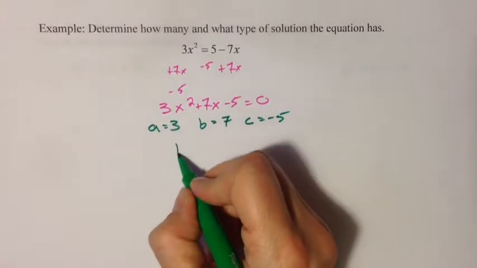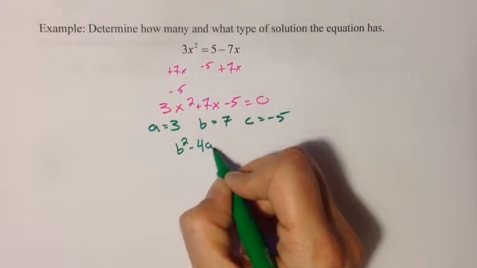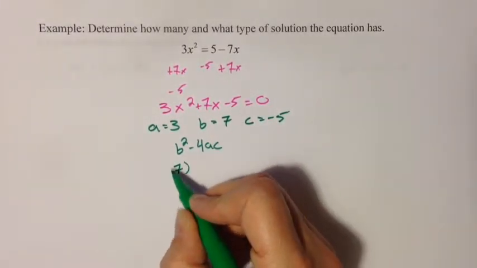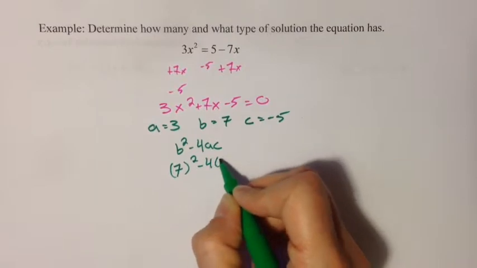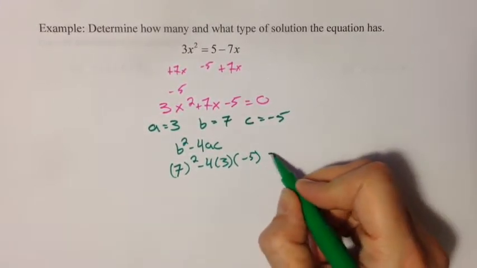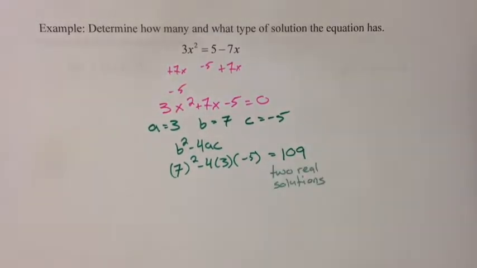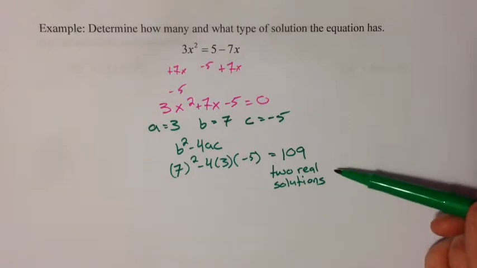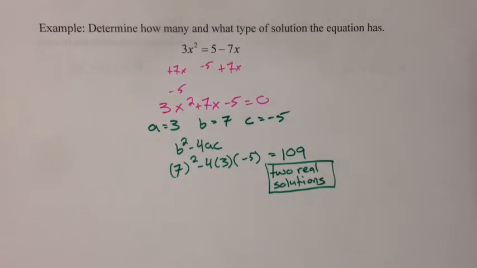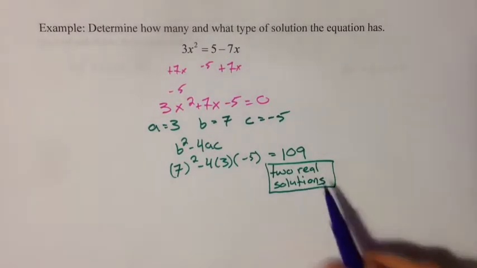The discriminant is b squared minus 4ac. So I just plug my numbers in here. I'll have 7 squared minus 4 times 3 times -5. And when I simplify that, I get the number 109. Because the discriminant is positive, I know that I will have two real solutions, which is what this problem was asking for. Now, this problem was only asking us to figure out how many solutions and what type, which we did. We found that there are two solutions and they're real.